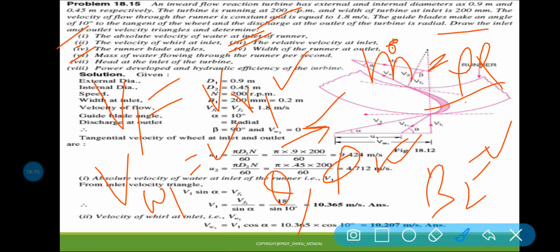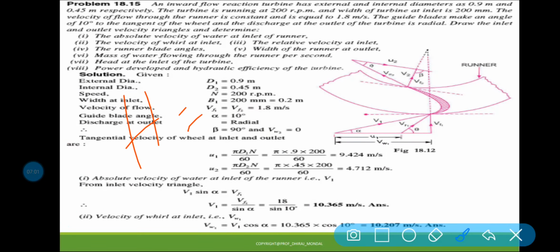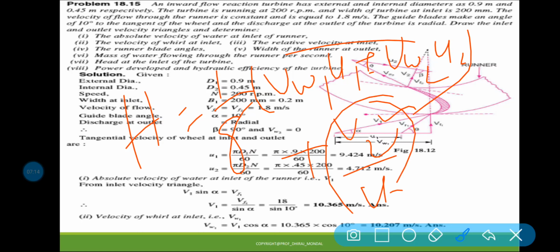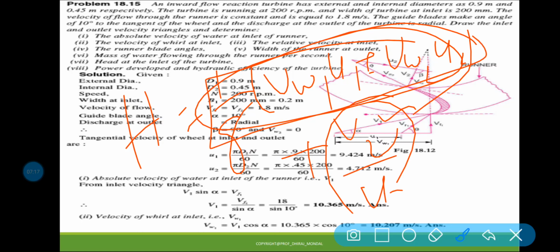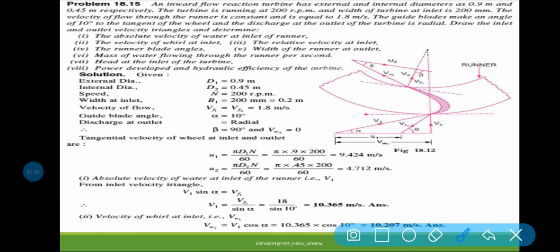Okay, mass flow rate. Anything else? Okay, number 7, head at the inlet of the turbine. Head at the inlet of the turbine, we know that it is equal to 1 by g into VW1 U1 plus minus VW2 U2, plus V2 square by 2g, because of kinetic head and work done per unit weight. That is the head at the inlet, because this head is converted into shaft work, that is the work done, and the kinetic head at the outlet.